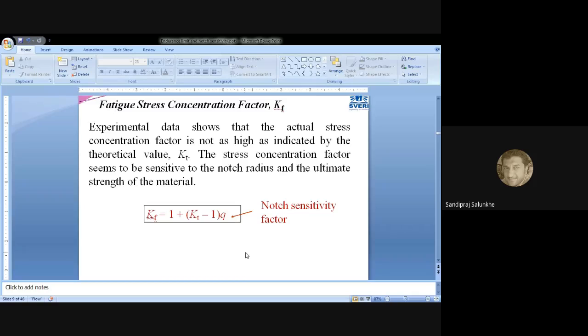So, is it true or false? True, sir. And when we are not going to consider the fluctuating load, at that time, should we consider this theoretical stress concentration factor?